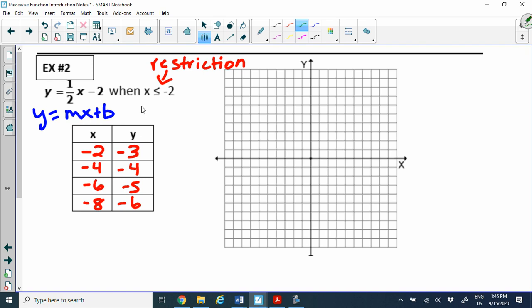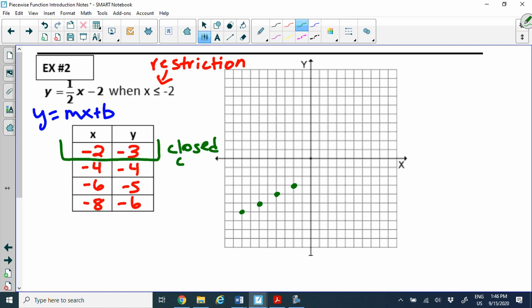Let's go ahead, we're going to graph this. So I go over to the left 2, down 1, 2, 3. Now I'm at -4, and that's going to be also at -4. And then I go to -6, -5, and then -8, -6. Now remember here, notice that I did a closed circle at -2, -3.